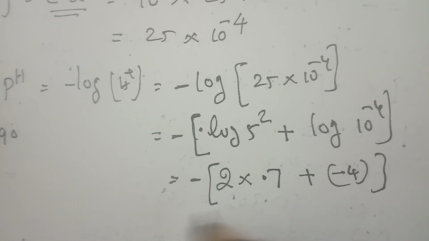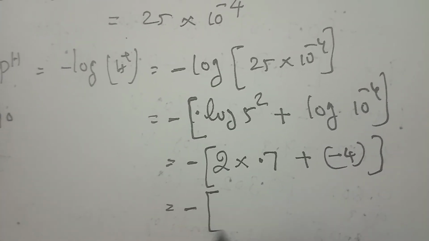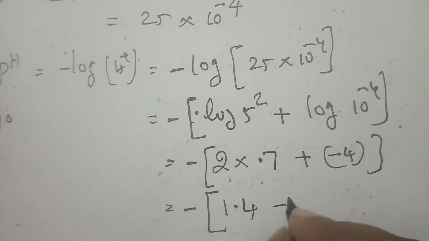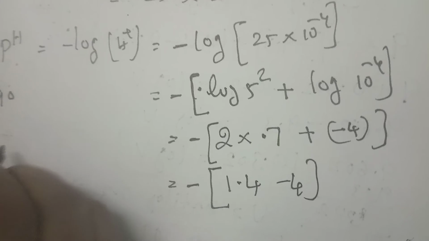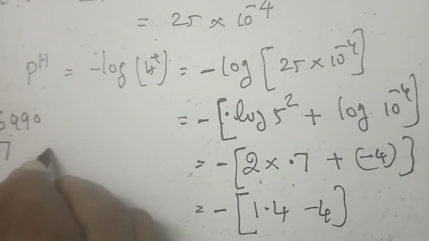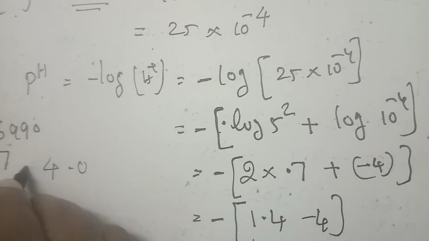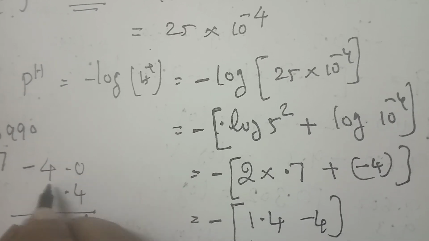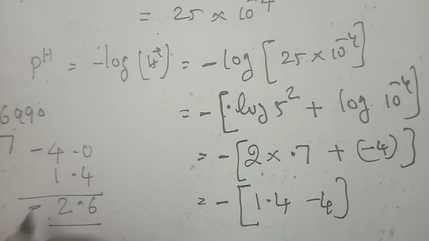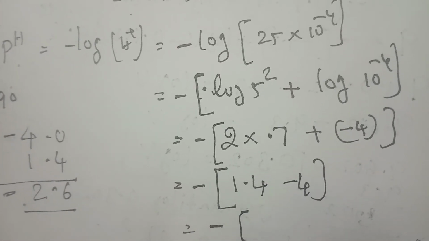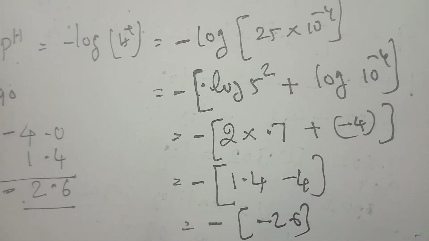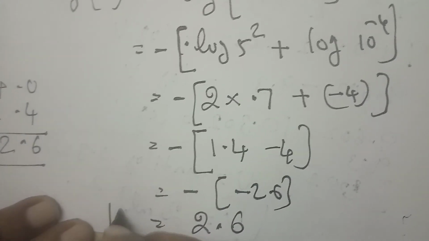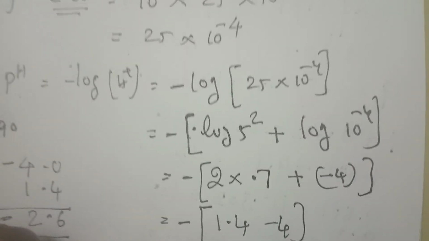Now let us see: 0.7 into 2 is 1.4, plus minus 4. Now let us complete this calculation. Minus 4 and minus 1.4, subtract, and you are getting 2.6, so minus of minus 2.6. So the answer is 2.6. This is the answer for the pH.